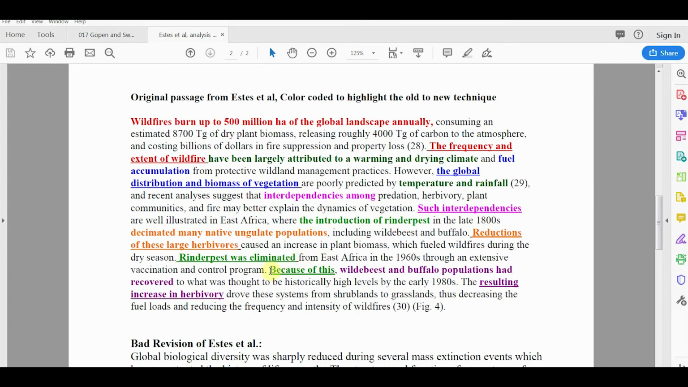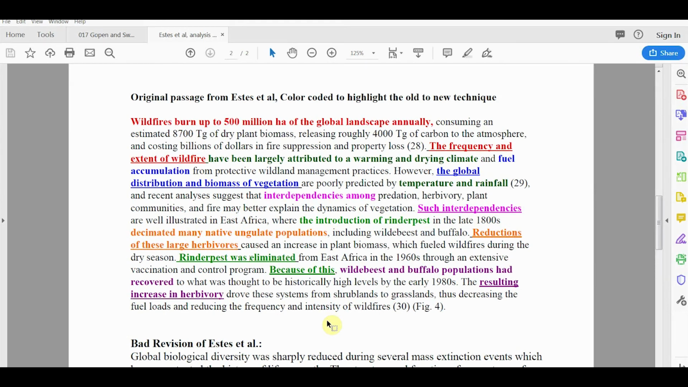And then I get the next sentence, which is a continuation of that idea. "Because of this, wildebeest and buffalo had recovered to what was thought to be historically high levels by the 1980s. The resulting increase in herbivory drove these systems from shrublands to grasslands," and on it goes. What I'm trying to get at by looking at this paragraph is how their sentences are constantly starting with familiar information. They are not hitting the reader with brand new ideas. They're starting with something that has already been mentioned.